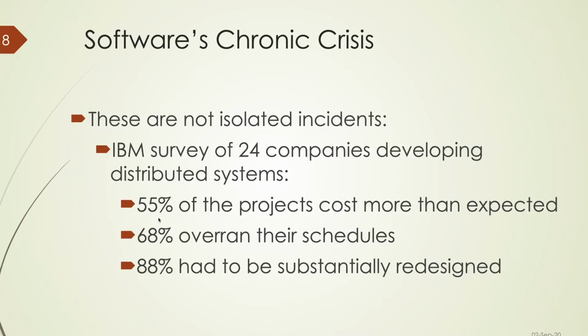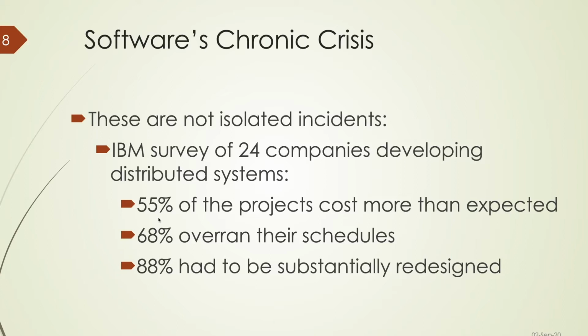Now, these are not isolated incidents. IBM did surveys of 24 companies that were developing distributed systems. What did they find? They found 55% of the projects cost more than expected, 68% of them overran their schedule, and a whopping 88% had to be substantially redesigned. Imagine that, doing rework.